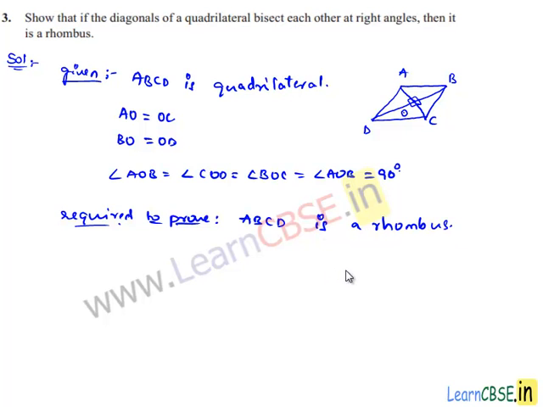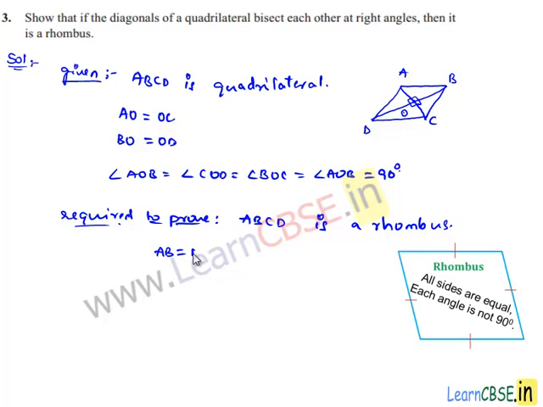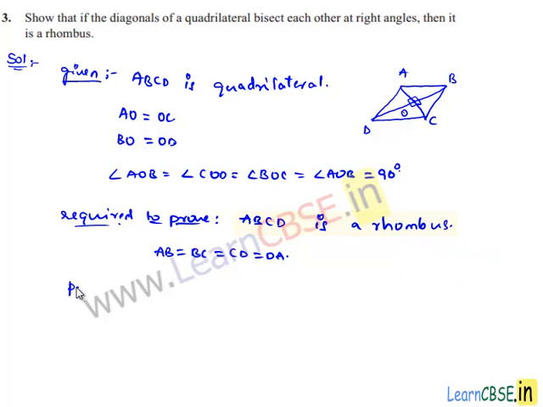We know the properties of a rhombus: in a rhombus the diagonals bisect each other perpendicularly and all the sides are equal. Here initially the condition is given that the diagonals bisect each other perpendicularly. Hence we need to prove that all the sides are equal, that is, AB is equal to BC is equal to CD is equal to DA. Now moving on to the proof.